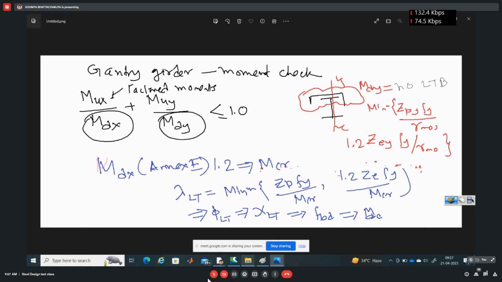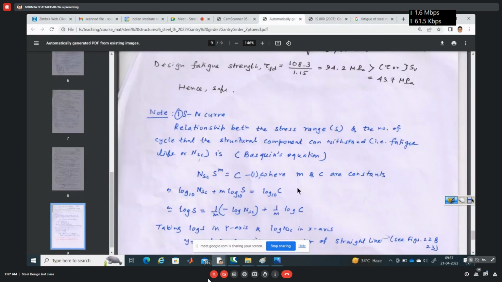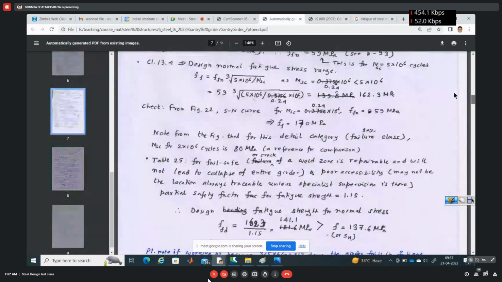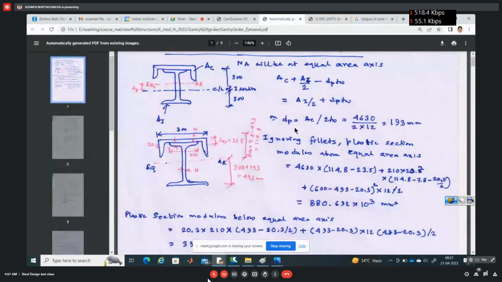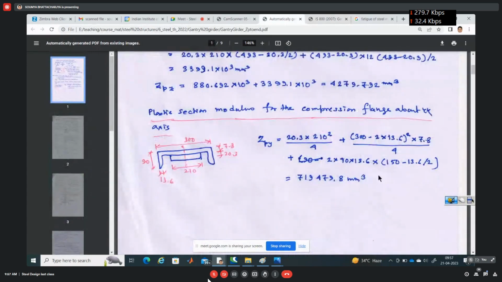And that calculation I have already done. You see, in your previous classes, the plastic section modulus of this section, ZPI, I can calculate manually. The plastic section modulus of the compression flange about the y axis, that I can calculate manually. So there is no need of multiplying such things. Is it okay?